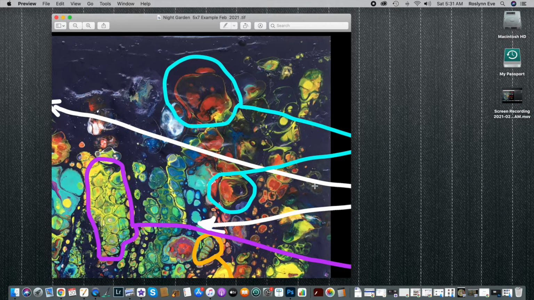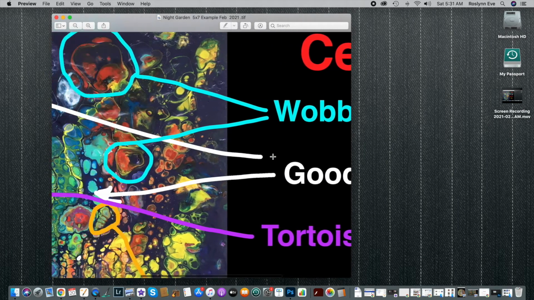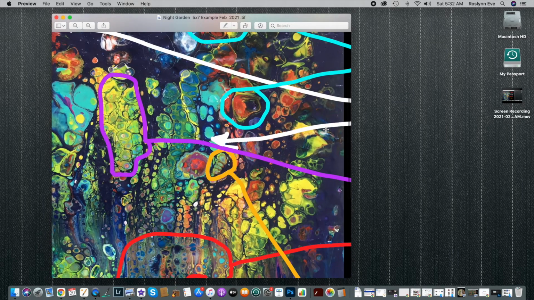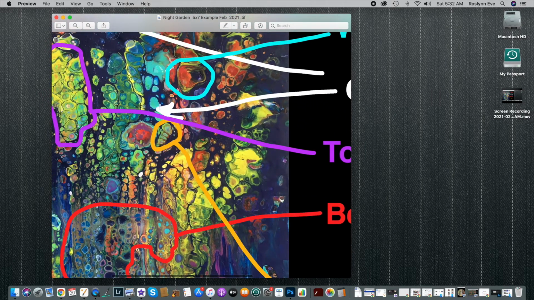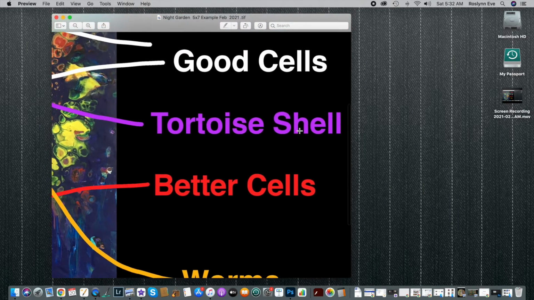Okay, so then the next one is good cells, and good cells are usually considered solid one color cells, like this white arrow points to this red one. That's a good cell, a normal cell. Usually they're more rounded than that, but that's still considered a good cell. We've got one more here, the blue one. There are other ones there as well that are round.